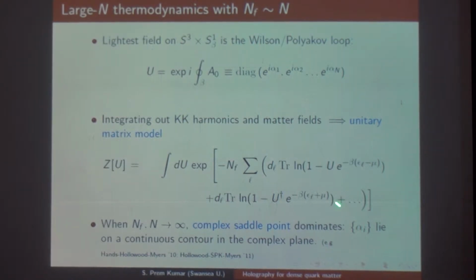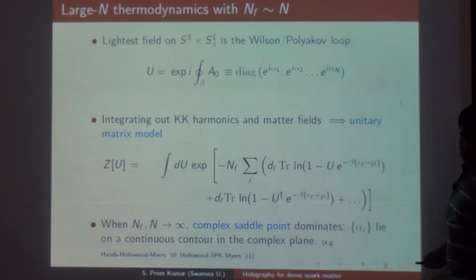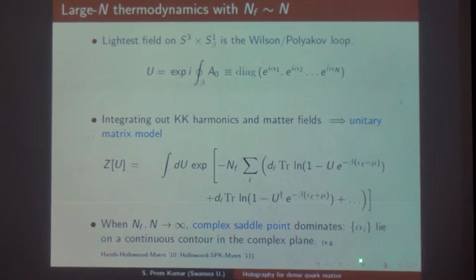So we do the same exercise that we did for N=4. We have this theory on S3 x S1. We introduce the Polyakov loop, which is the lightest mode on S3 x S1, integrate everything out, and do everything in the presence of a non-zero chemical potential for baryon number. This is the weak coupling limit? Yeah, this is the weak coupling limit, because it's the limit that we can do. So you do the weak coupling limit, and you do this with chemical potential.